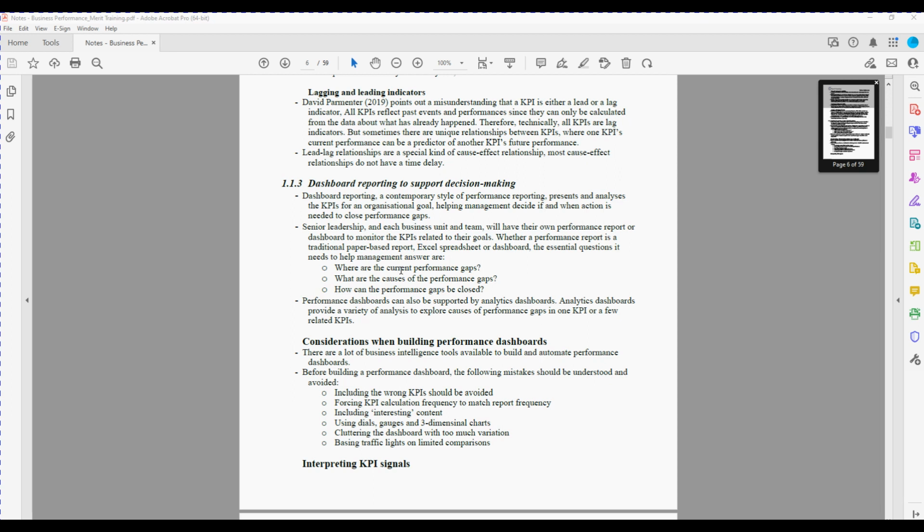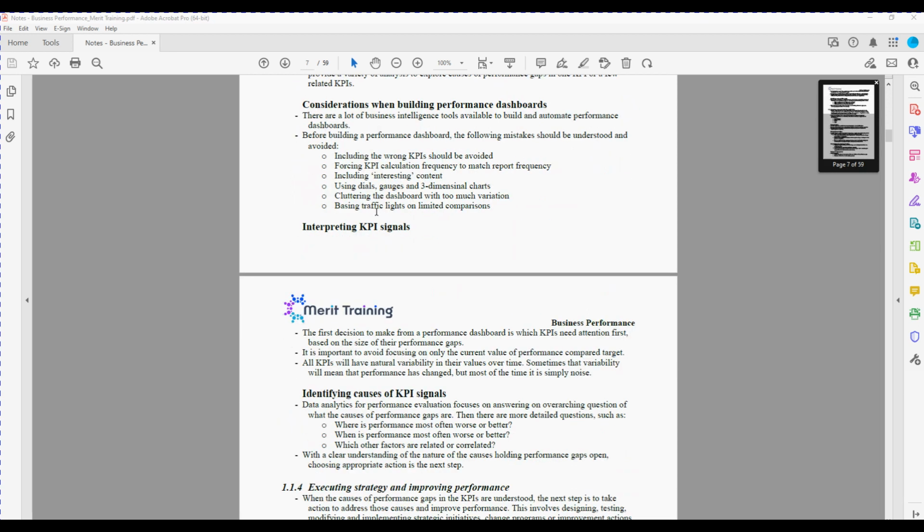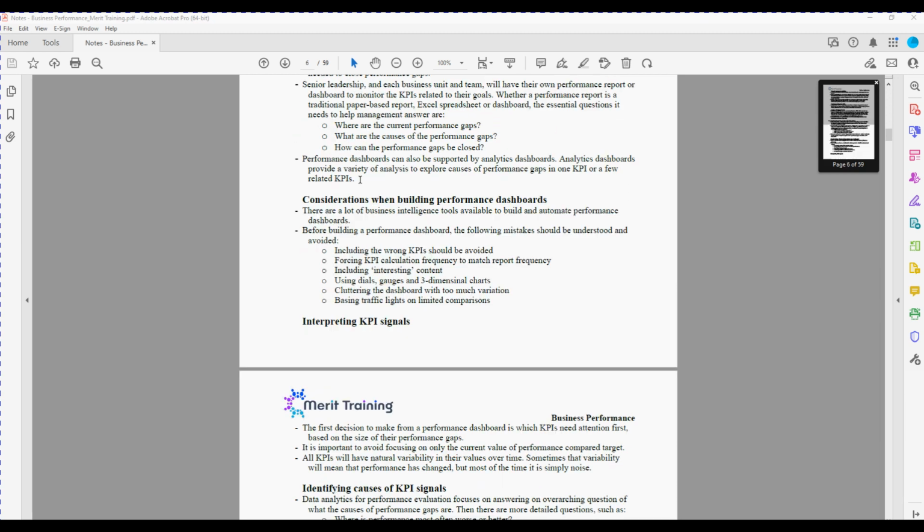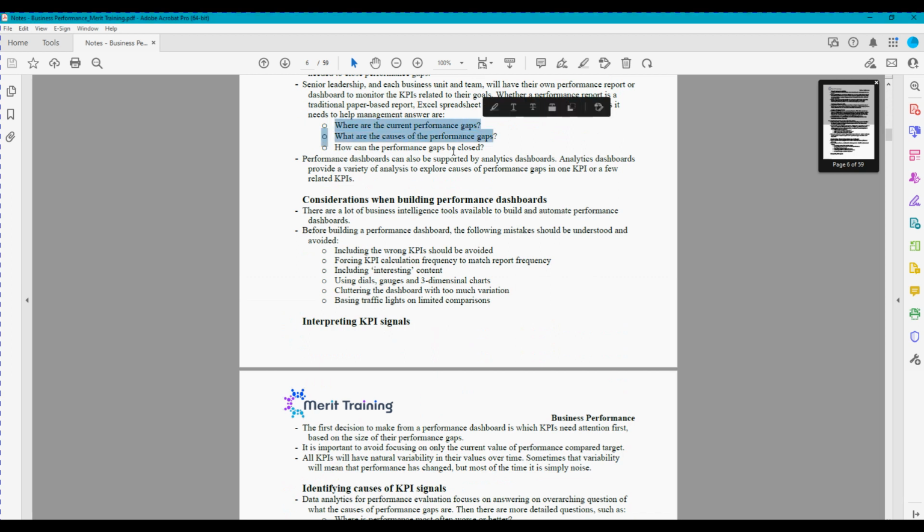the questions it essentially needs to help management answer in the relevant department and relevant team are: where are the current performance gaps relative to your targets? What are the causes of the performance gaps? And how can the performance gaps be closed? So when building dashboards, there's a number of considerations to take into account to ensure that the data is relevant to the user and it answers these three questions up here.